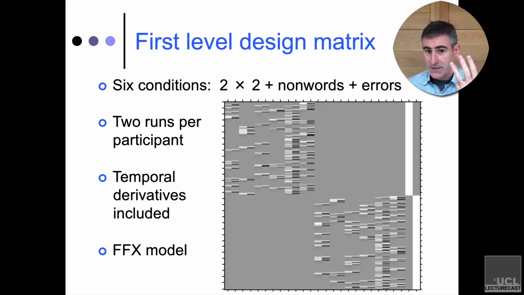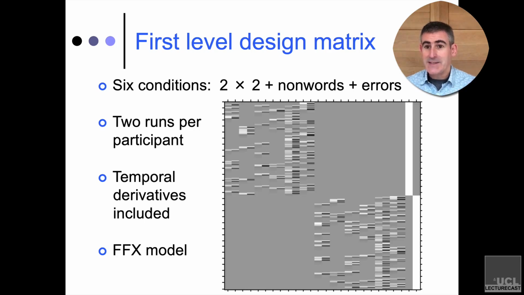So we have 4 conditions. Plus we have all the non-words, 5th condition. Plus we have errors, a 6th condition. As a result, we end up with 12 columns in our design matrix because we have those 6 conditions and their temporal derivatives. And that's what's shown here in this design matrix.